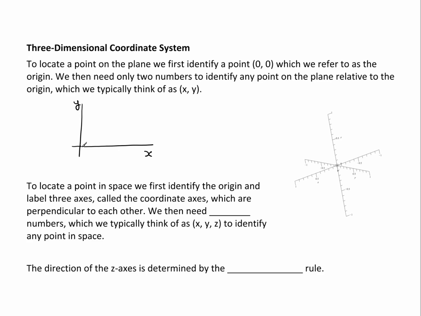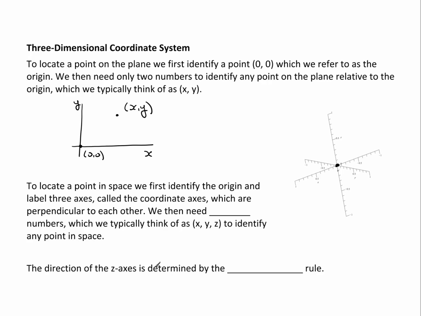So, as you know, if this is my origin, has coordinate 0, 0, then any other point on the plane I can identify with a set of numbers x and y. Well, to locate a point in space, particularly we're talking 3 space now, we first identify the origin and label 3 axes. So again, I'll still have an origin.